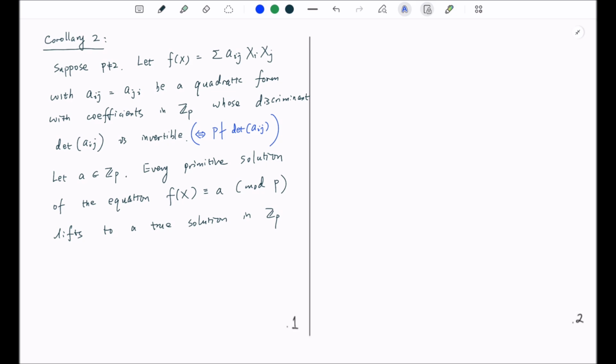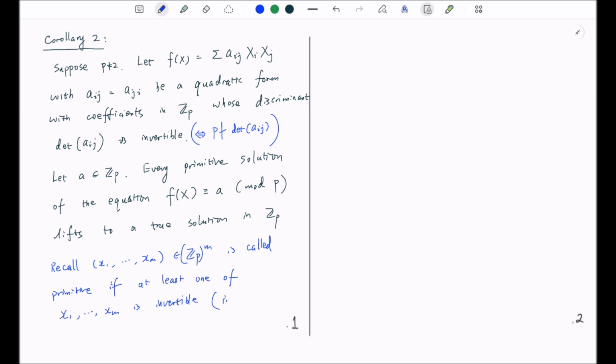Here, what do we mean by a primitive solution? This is the old definition, so let me recall it. x1 up to xm as a vector in Zp^m is called primitive if at least one of them is invertible, namely not divisible by p. This is the definition for the primitivity here. And now let's prove this.